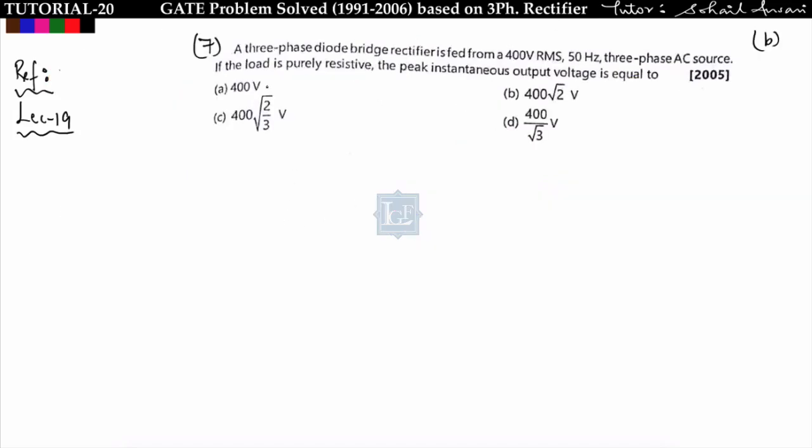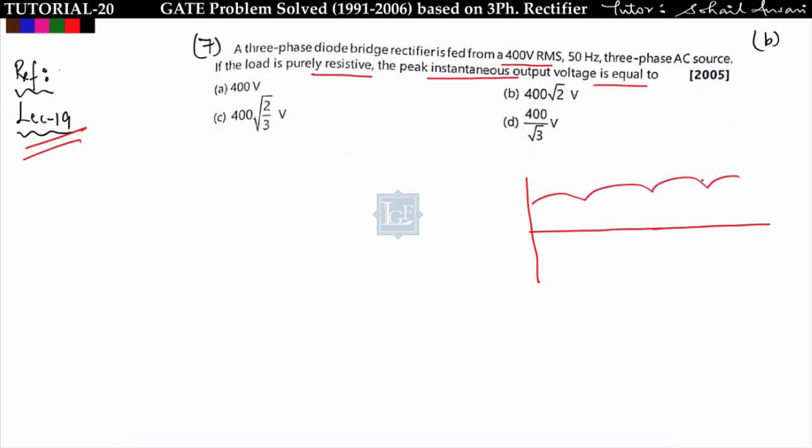Now see the next problem. A 3-phase diode bridge rectifier is fed from a 400 volt RMS, 50 Hz, 3-phase AC source. If the load is purely resistive, the peak instantaneous output voltage is equal to? Now if you have gone through my lecture number 19, then the output voltage is nothing but the line to line voltage. I am getting the output voltage like this, and the peak voltage is nothing but the line to line peak voltage, that is VML. I draw the maximum line voltage at the output waveform.